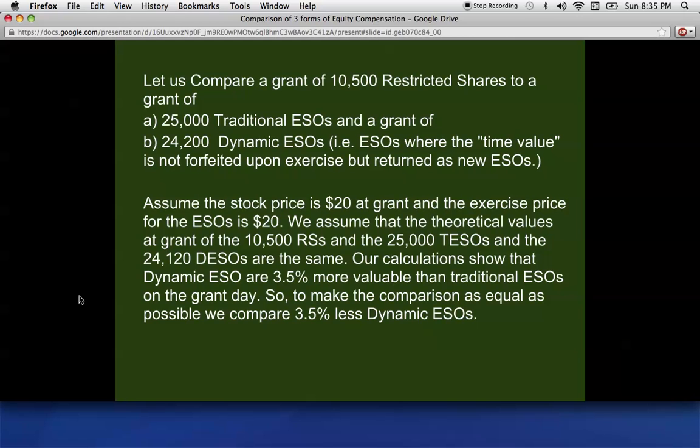So to make the comparison as equal as possible, we compare 3.5% less dynamic employee stock options with the restricted stock and traditional employee stock options.